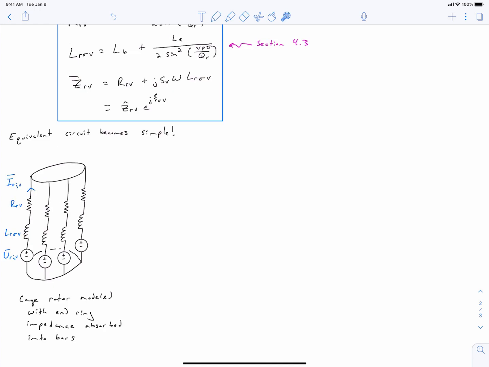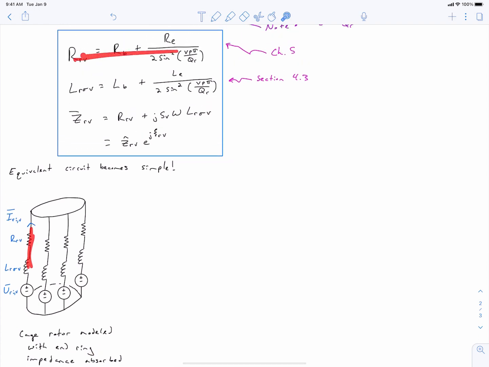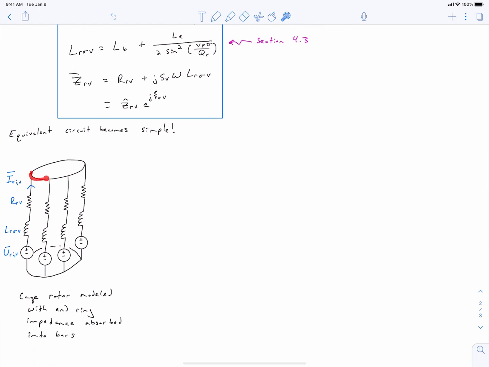So first, I'm again drawing our squirrel cage rotor, but now you'll notice that I have pulled the end ring impedance into the rotor bars, because evidently you can do that. That's what our equation tells us. I'm showing this RRV right here as the equivalent resistance in series with our voltage source, and an LR sigma V that's in series. And so that's our first case. This is a much simpler circuit to solve because there's no impedance out here where the neutral connections are.